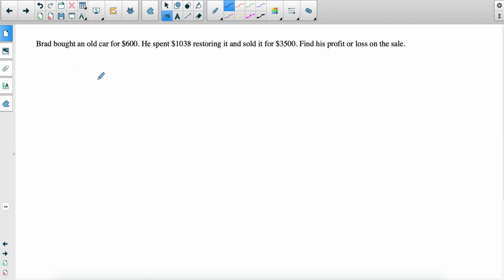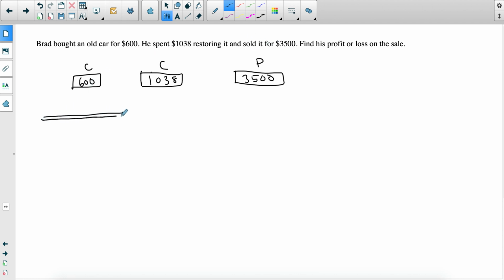If you're comfortable, you can always draw a diagram. So he bought it for $600. He fixed it, so this is a cost. He fixed it for $1,038, so that's another added cost. And then he sold it for $3,500, so he made a profit here. You can go about this question many different ways. I'll go through the more logical method. You can use any method as long as the calculations are correct.